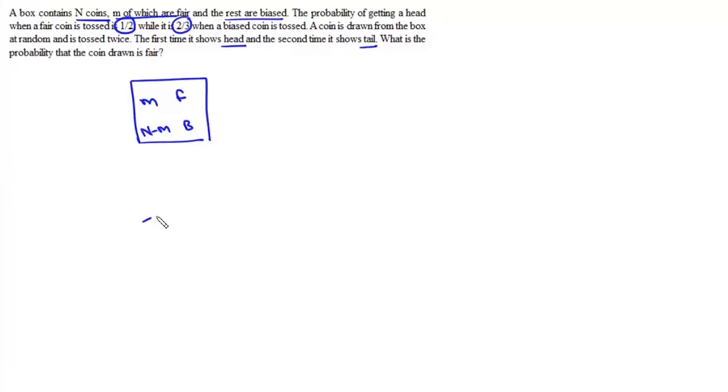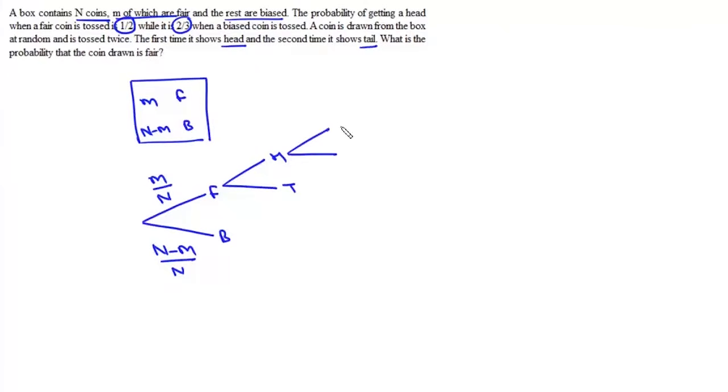Now once we choose a coin, it can be either a fair coin or a biased coin. The probability of choosing a fair coin is m by n, and the probability of choosing a biased coin is n minus m by n. If we toss a fair coin, it can result in either heads or tails, and if we toss it again, we'll again get heads or tails. Here also it will be heads and tails, and for this biased coin also we'll have these results as heads and tails.